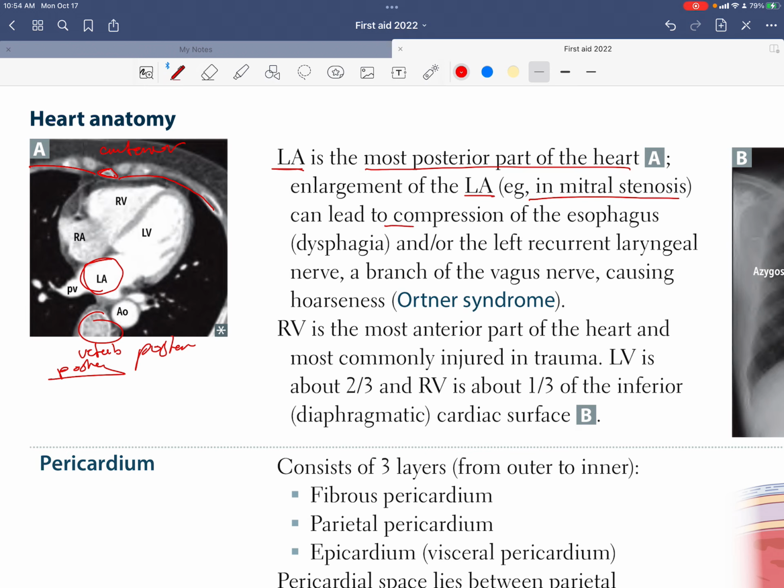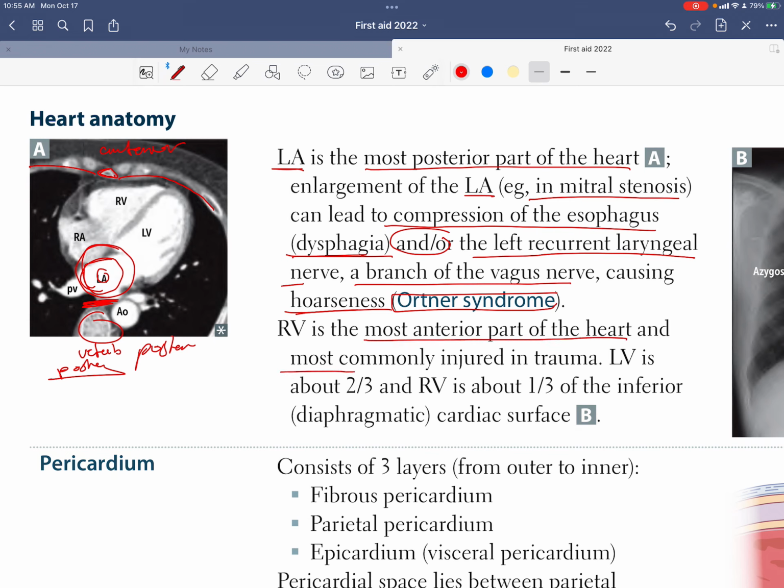Enlargement of the left atrium, because it's the most posterior, as in mitral stenosis, can lead to compression of the esophagus, causing dysphagia, and or the left recurrent laryngeal nerve, which is a branch of the vagus nerve. So this causes hoarseness, and that is Ortner syndrome. So basically, if the left atrium gets really enlarged, it causes some compression on the structures behind it, so it would cause complications like dysphagia or hoarseness.